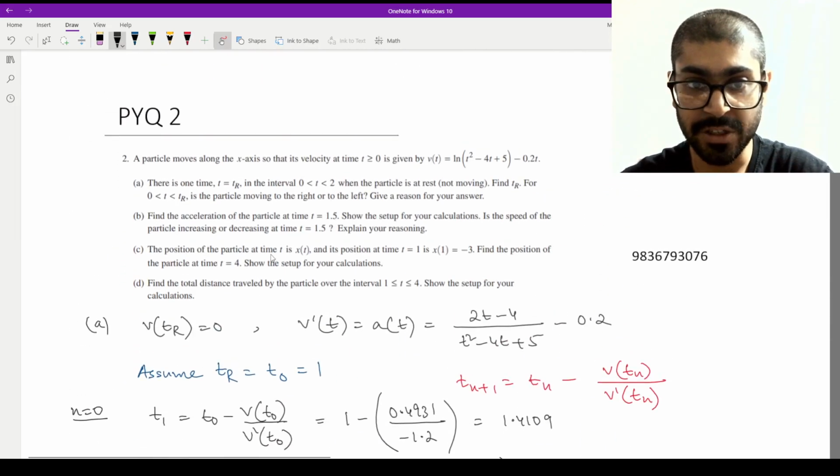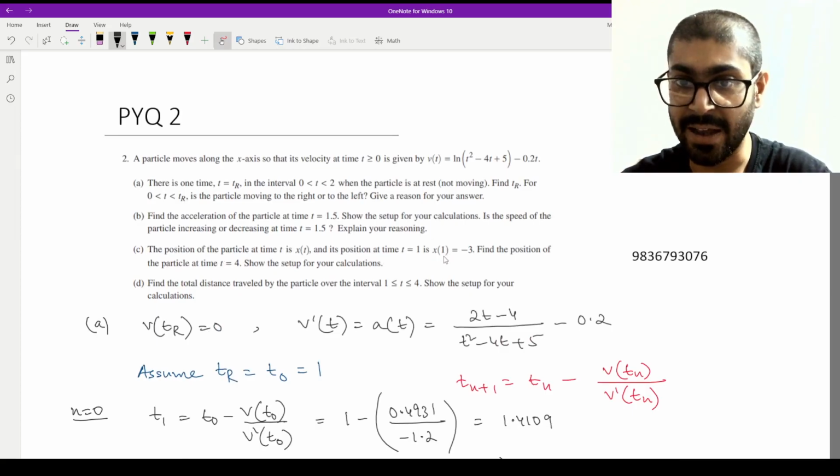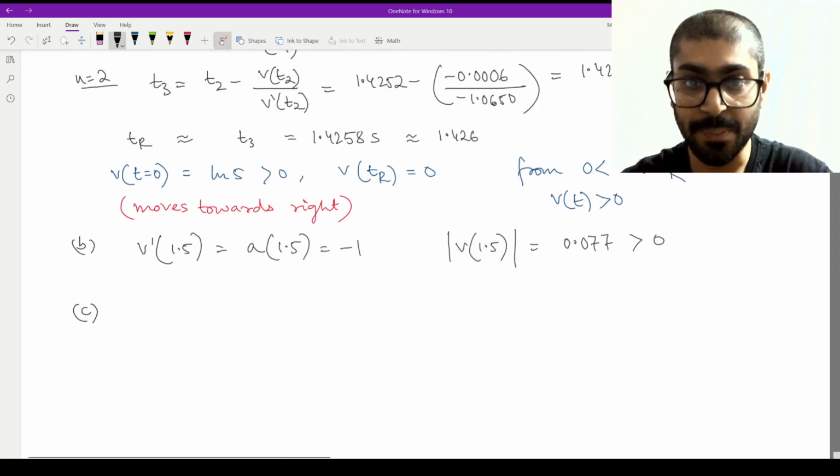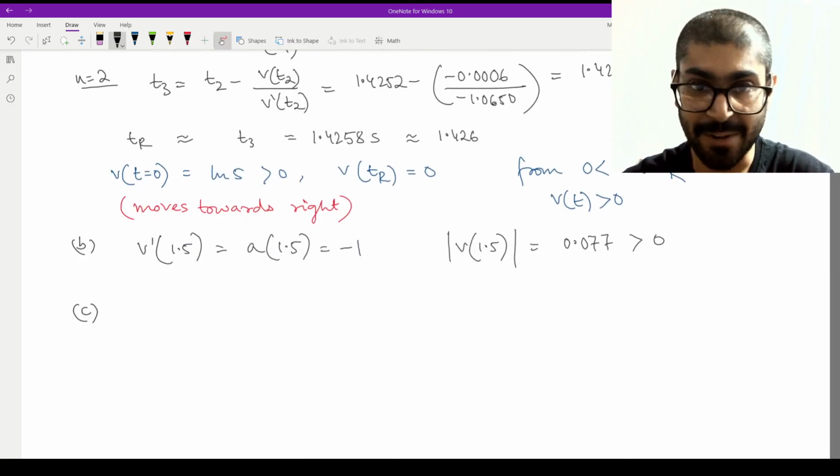Part C says the position of the particle at time t is x(t), and its position at time t equals 1 is x(1) equals minus 3. Find the position of the particle at t equals 4. Now if we are to calculate the position from velocity, you know how to get it, right? We would just have to integrate it.